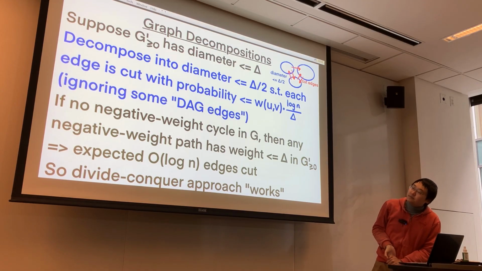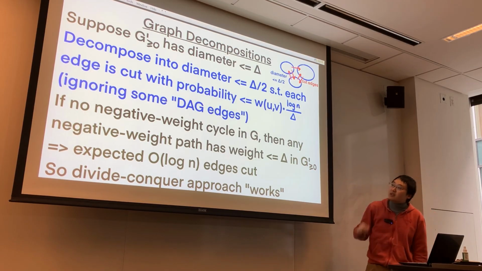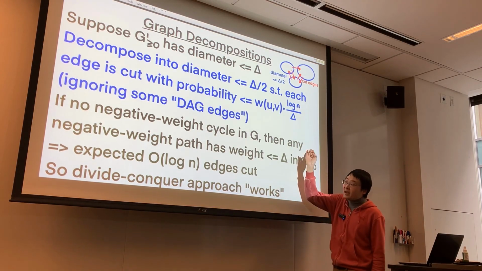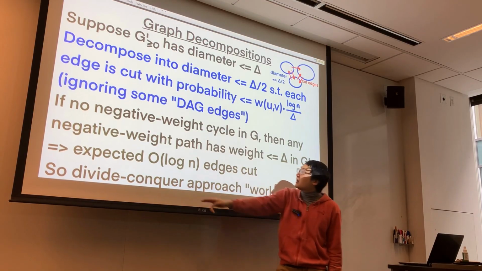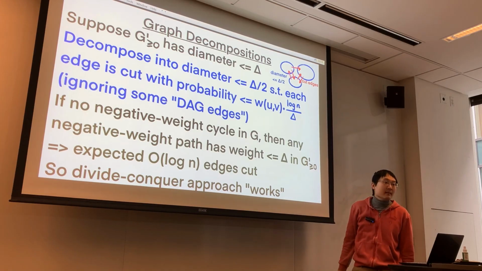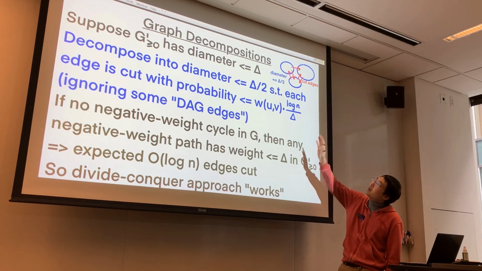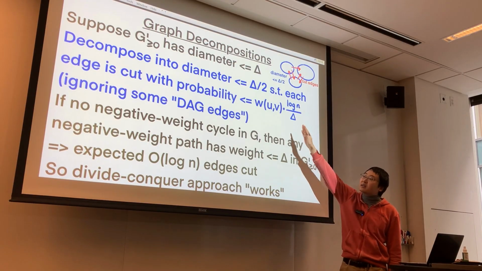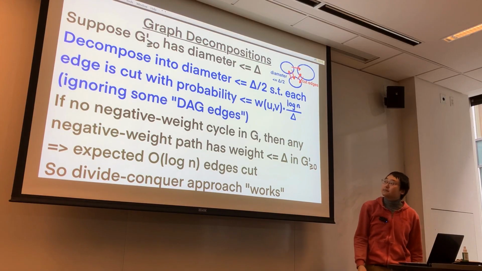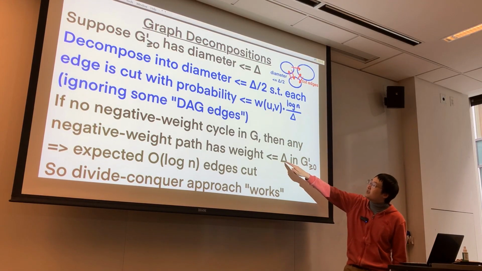Okay. So what was the fact from the proof from the last slide? If there's no negative weight cycle in G, then any negative weight path has weight at most delta in this graph. And together with the low diameter guarantee, that means that the expected number of edges cut is like log n. Right? These perfectly cancel.